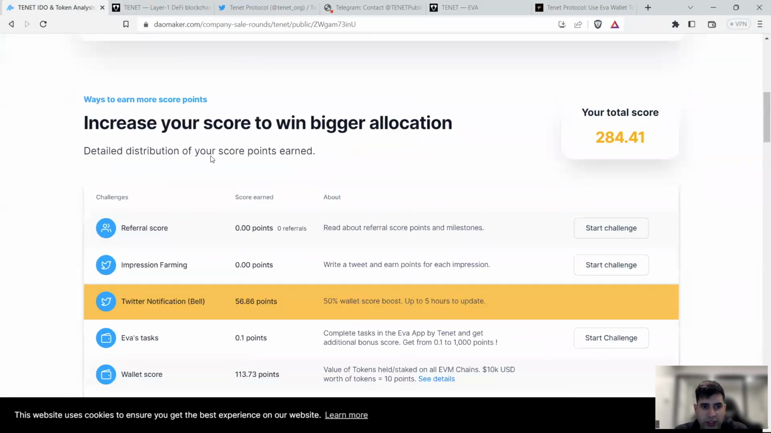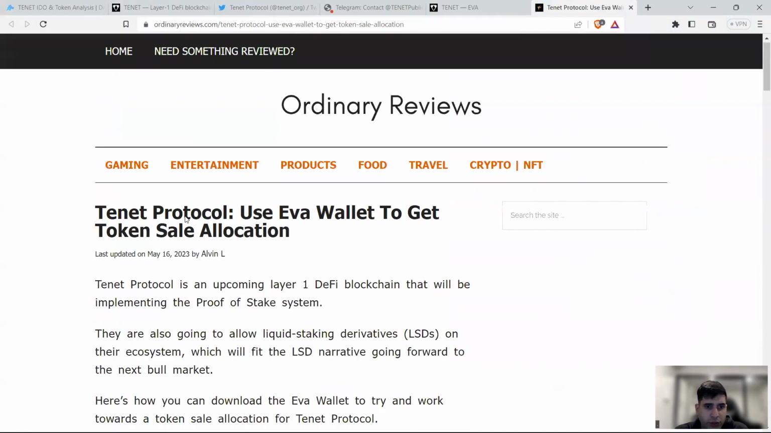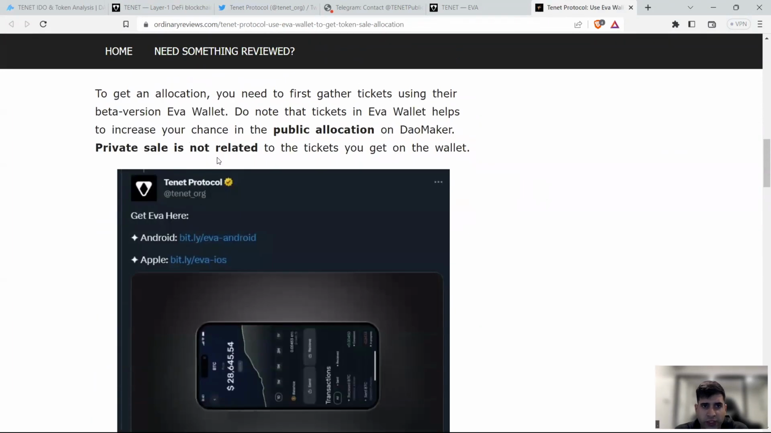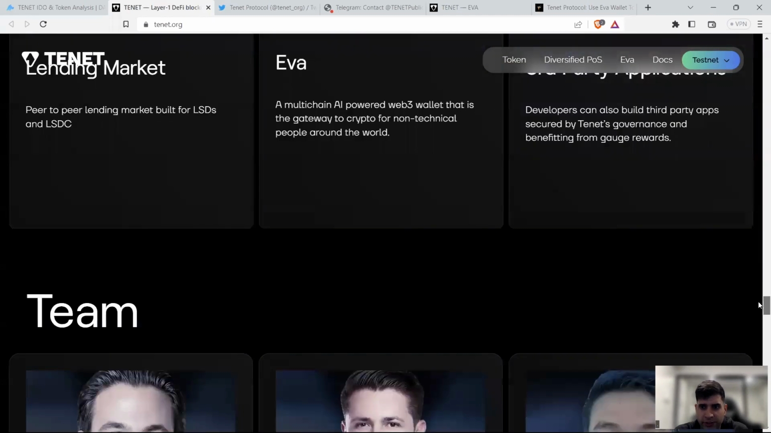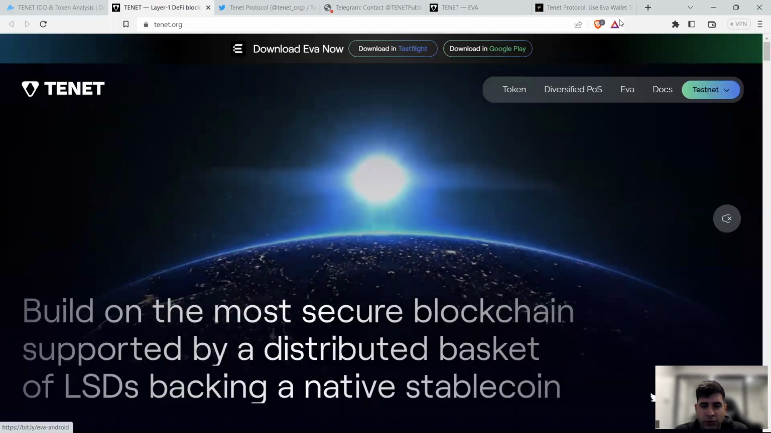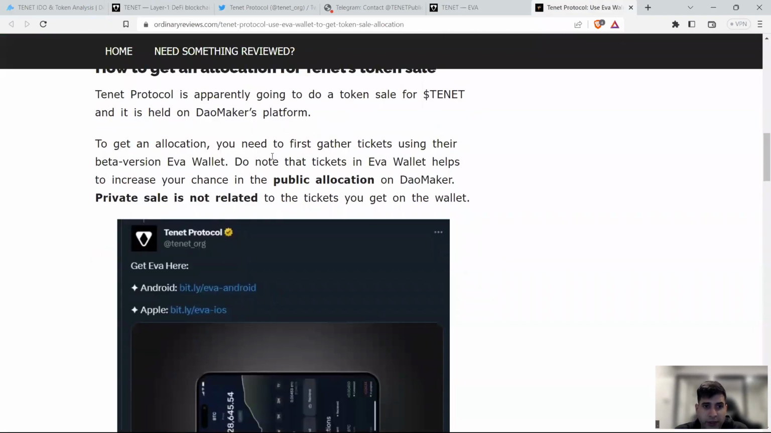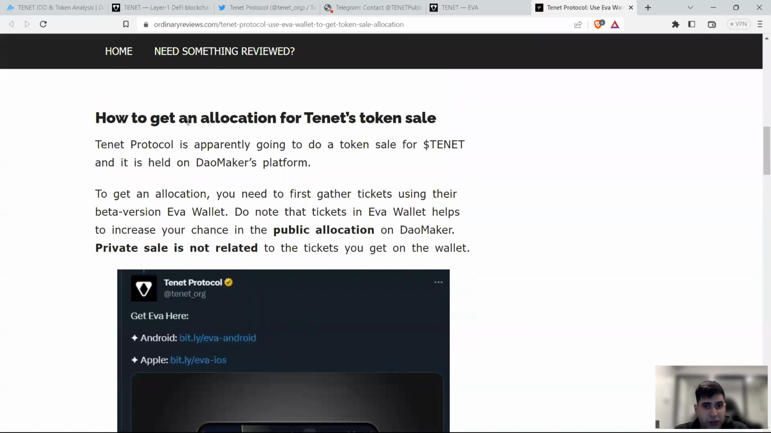There is a task here, as you can see, the Eva task, that's here. So every day, first of all, I'll show you how you can participate in this. So this is the Eva wallet. And to get into the Eva wallet, you obviously just go to their website, scroll all the way up. They have a link for TestFlight or Google Play, depending on what you use. TestFlight might be full already. It gives you a chance for public allocation. Now, private sale is not related to tickets you get on the wallet. I don't know about the private sale, I'll have to check actually what that means.